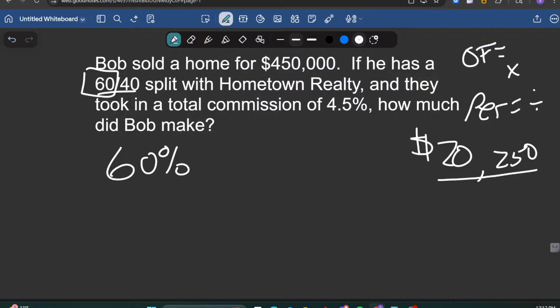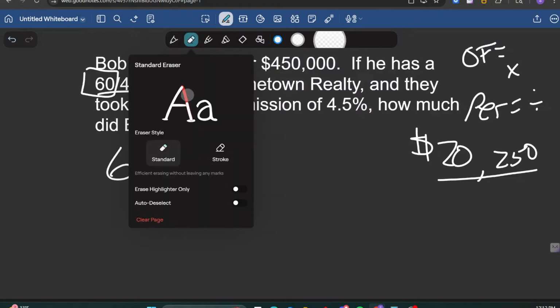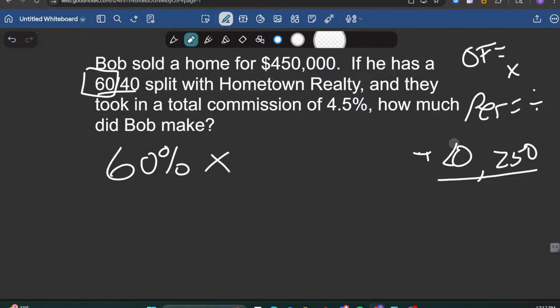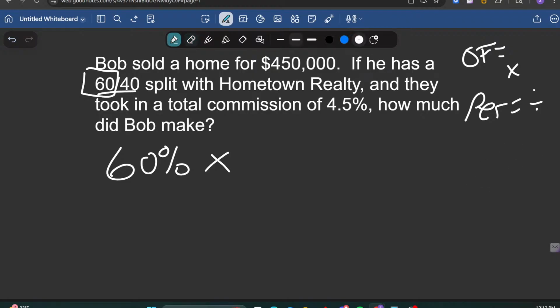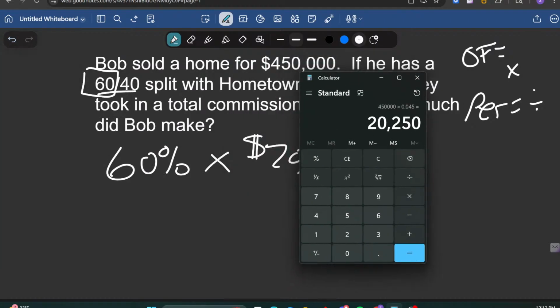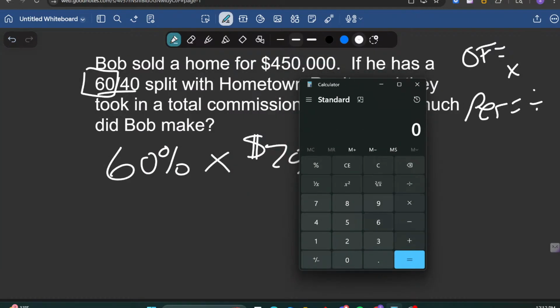60%. And now if you don't know the decimal, remember what the trick was that Mrs. Stu told us about. Percent. Okay. So 20,250 equals, and now 60% as a decimal is 60 divided by 100.